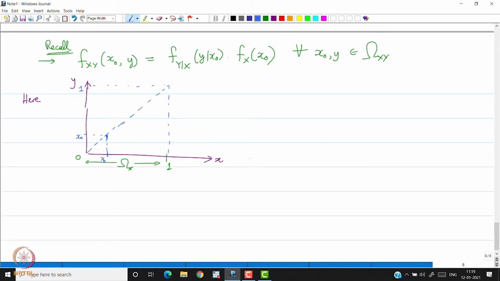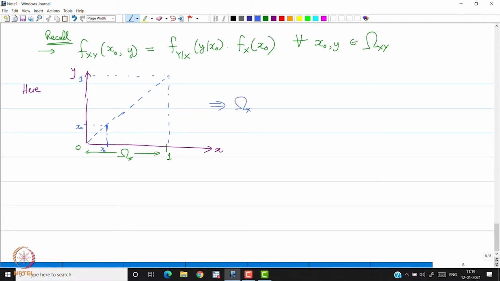Which means that omega xy mathematically is written like this: the set of all points in the xy plane such that 0 is less than y less than x. So y can never be bigger than x, right? And both x and y have to be between 0 and 1. So this is the set of values taken by x and y, and this is also the support region of the joint PDF, right? This is of course true only in this example.